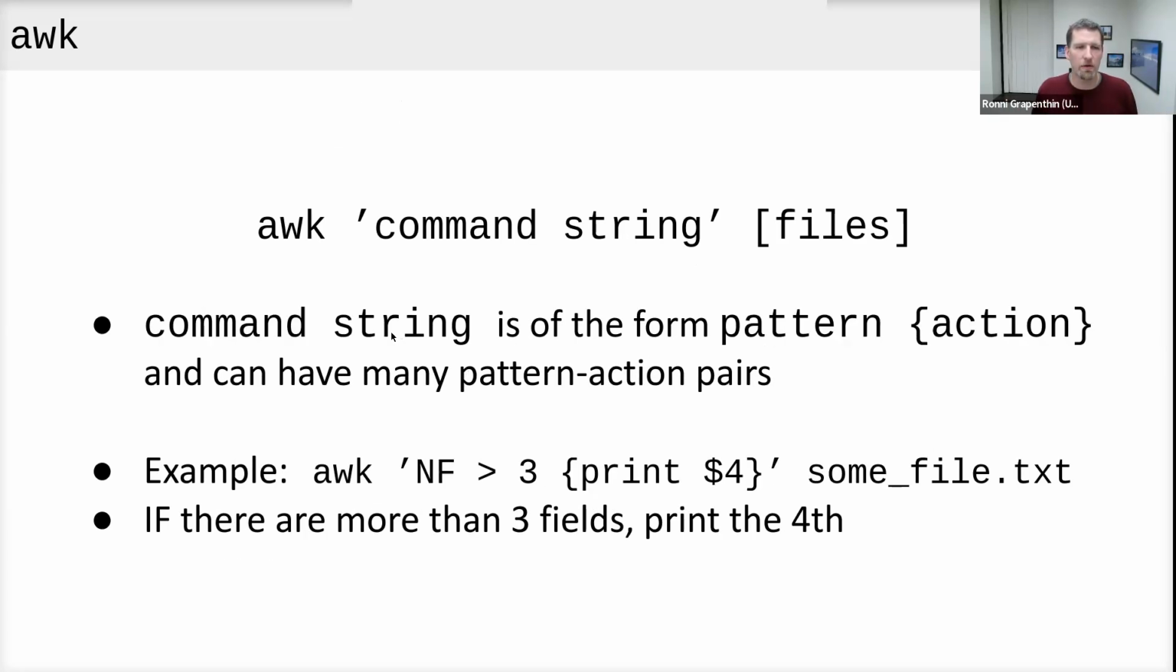The syntax is on the command line, you type awk in single quotes, your command string, and then it could operate on one or more files, or you can again pipe strings into awk. The command string is of the form pattern action. Note that pattern can be empty, and then the action is going to be executed on every single line. You can have many pattern action pairs specified in your program. Here's an example. Awk in single quotes, you say if the number of fields is greater than 3, then print the 4th column on some text file. So if there are more than 3 fields, print the 4th for each single line.